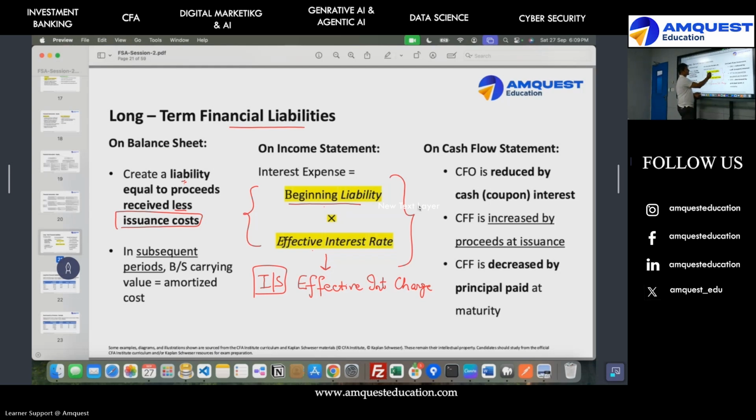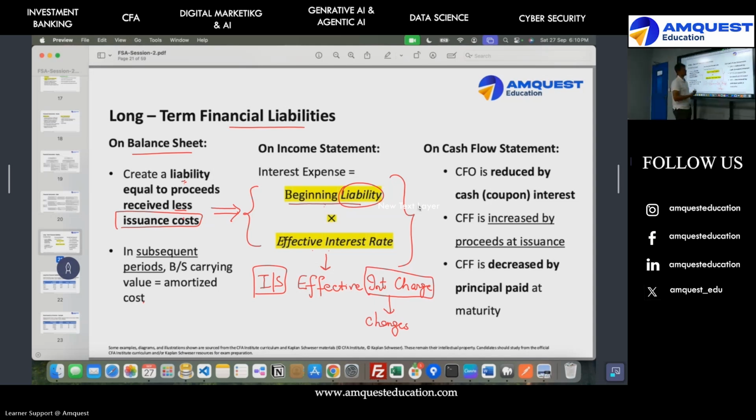Now, why did I say opening liability? Because every year, the liability amount will keep changing on the balance sheet. On the balance sheet, my liability amount will be the amortized cost that will keep changing. And that changing amount will help determine my interest charge. So I hope you realize that means my interest charge will also keep changing every year. Right? It changes every year. Fine. And that's to take care.